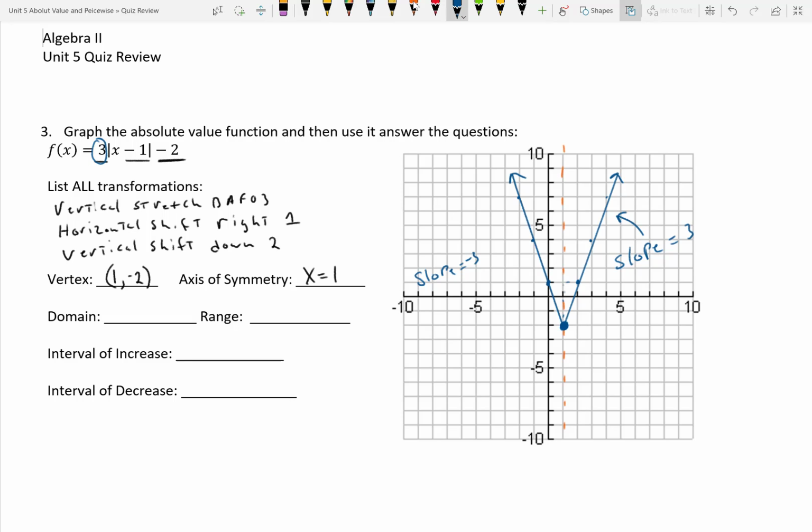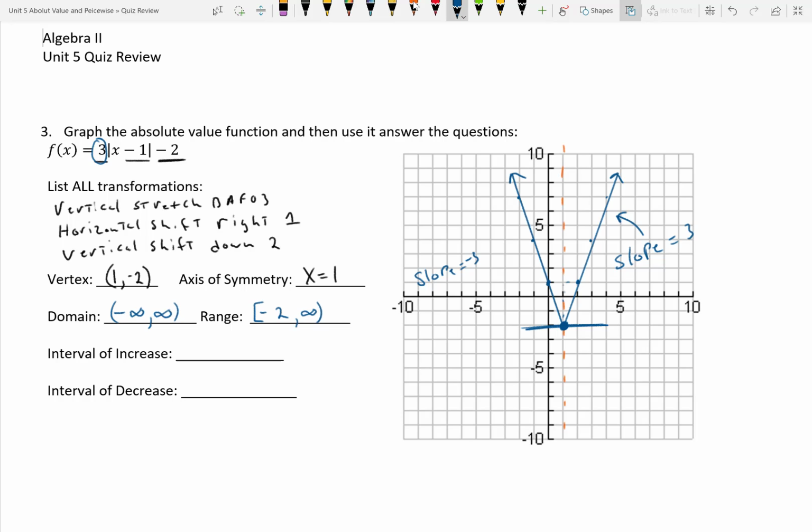Now that we have it graphed, we can see a little more obviously the answers to the remaining questions. The domain is going to be all real numbers. And our range, we can see that it begins down here at a value of negative 2, and it goes up forever. So the end of that range is positive infinity. We never get there, so we get a parentheses on that side. Negative 2 is part of the function, so we use a square bracket.